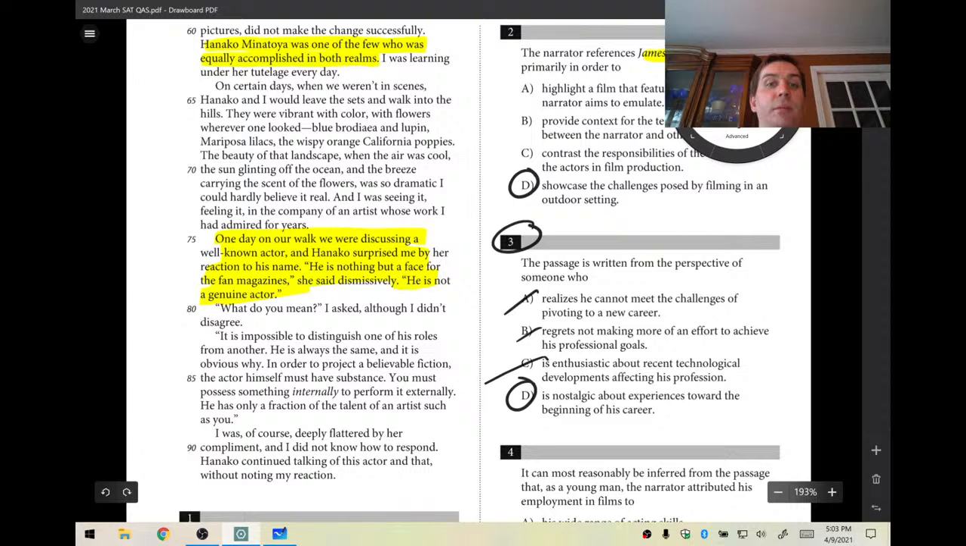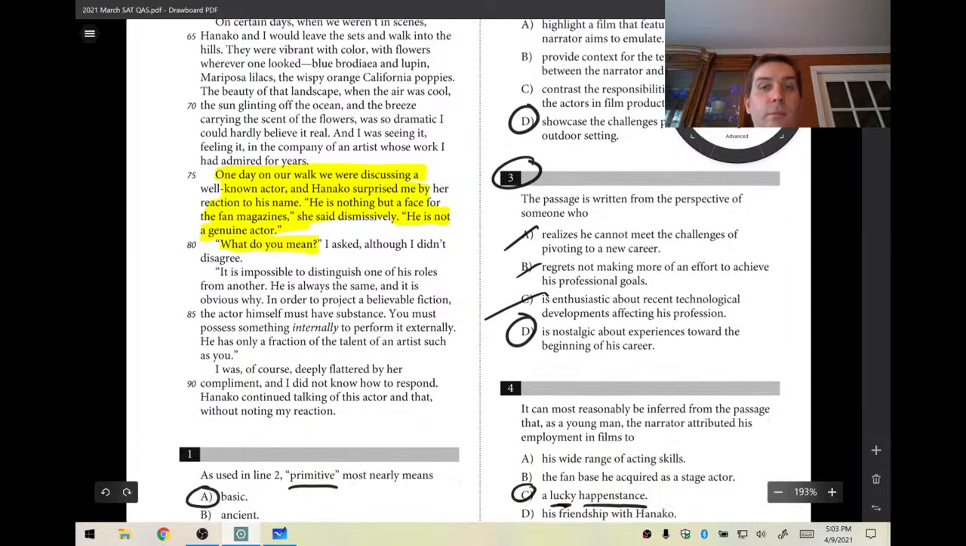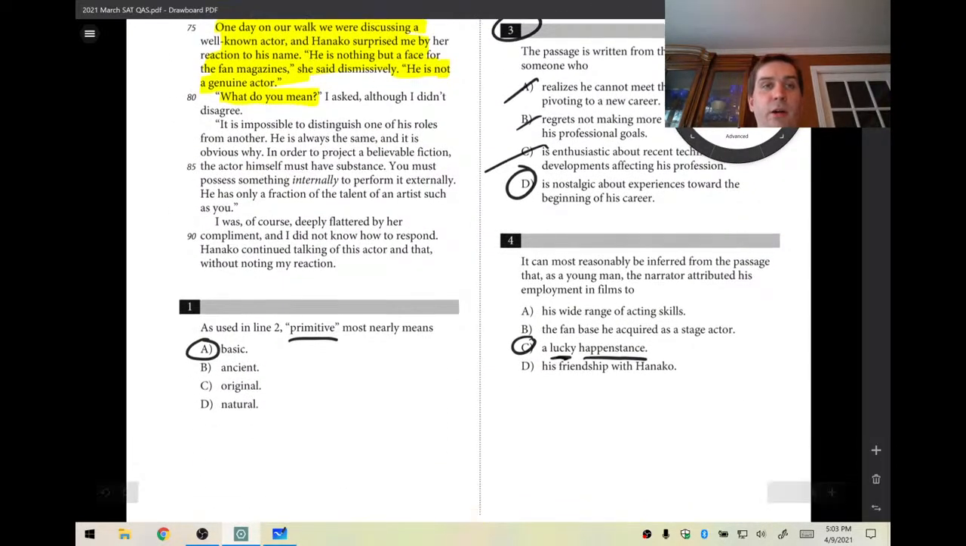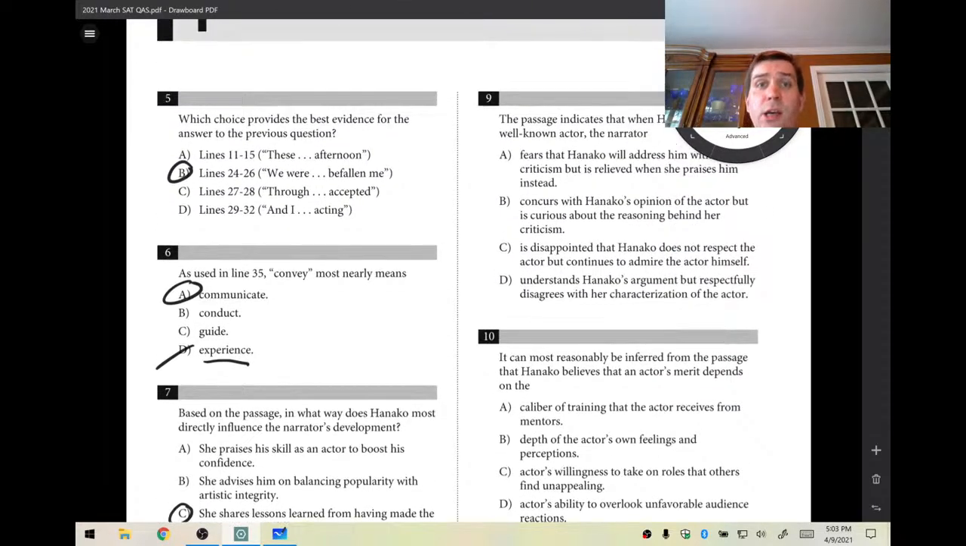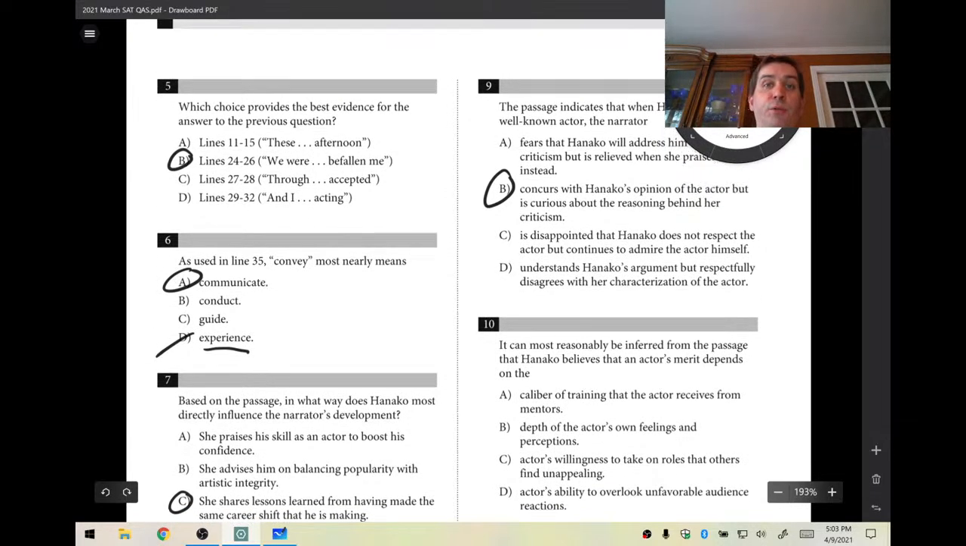And here's the interesting part. The narrator says, "What do you mean?" Although he does not disagree. Well, why is our narrator behaving in that way? What does that mean? Well, it must mean that he agrees with Hanako that this person is a poor actor, but is waiting for his explanation of why. So 9 was B. Not too bad if you read the passage.